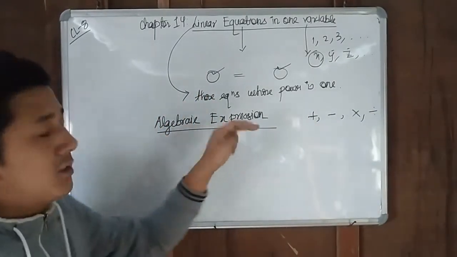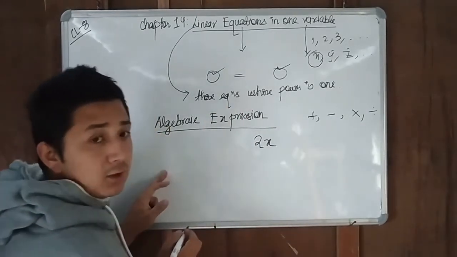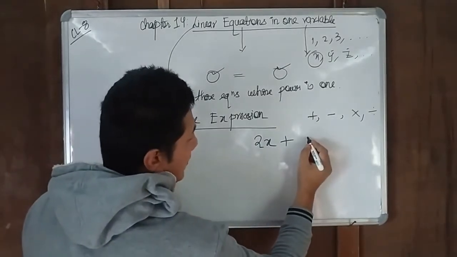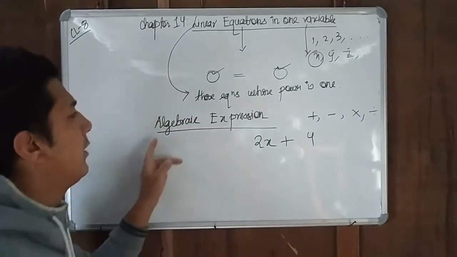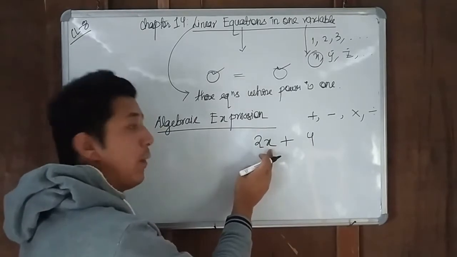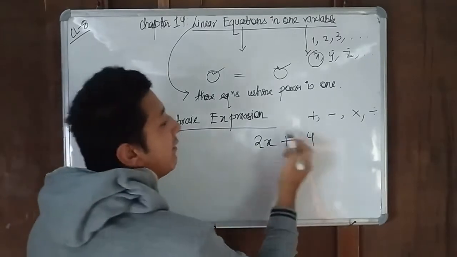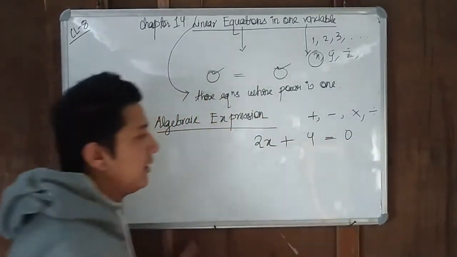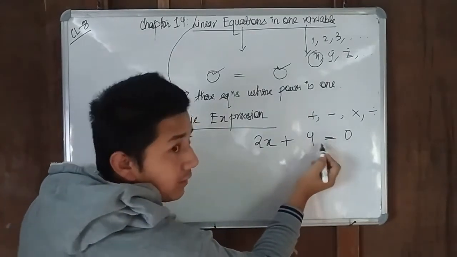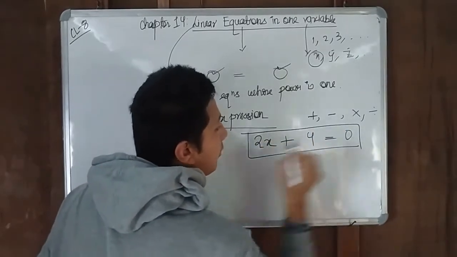Now algebraic expressions are those expressions which contain constants, variables, with an addition sign, and another constant I can take, 4. So these are all algebraic expressions. This is an algebraic expression in terms of x, only one variable. And what is the power? The power is 1. Now here if I put equals to 0 or equals to any number, can you see the equals to sign here? Now this becomes an algebraic equation.